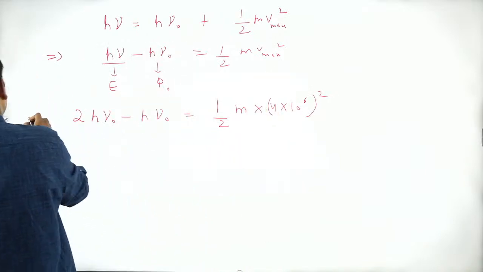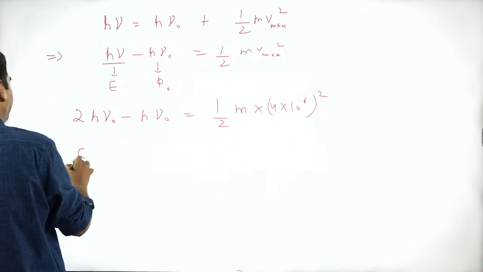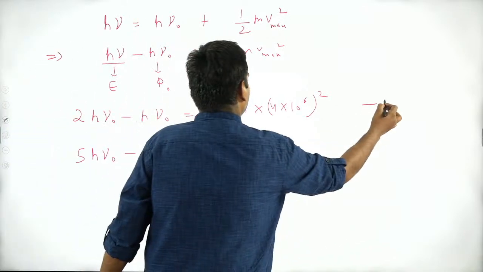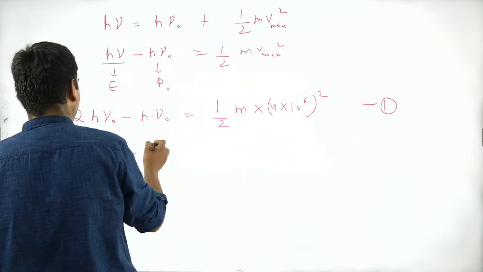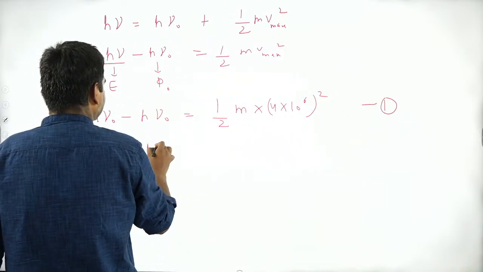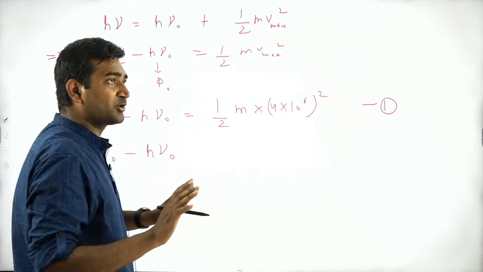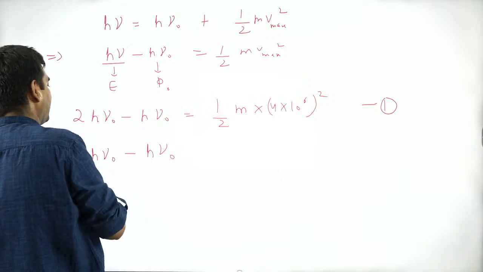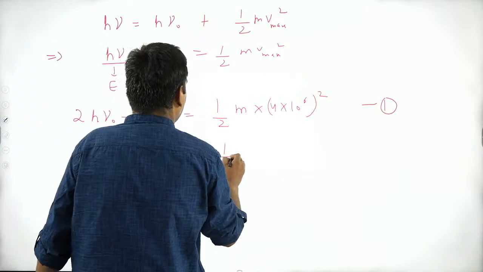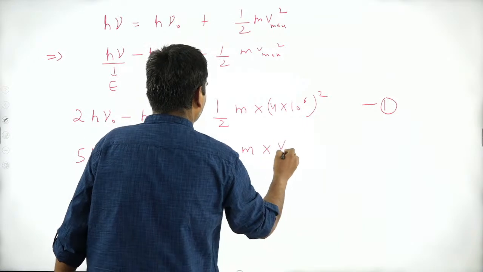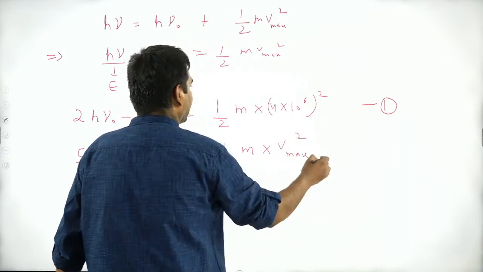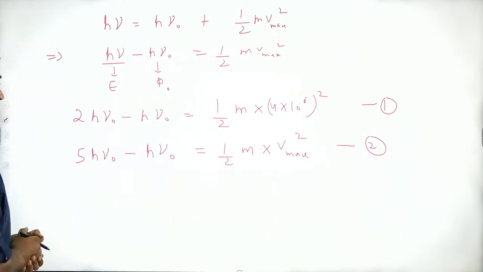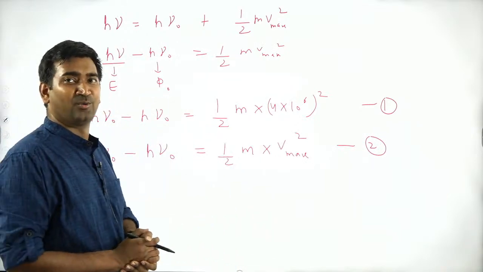Similarly, I am writing the second equation. This is my equation number 1 and another will be equation number 2. So 5 h nu naught minus, the threshold will be the same because I am talking of the same material, so threshold will not change. So 5 h nu naught minus h nu naught is equal to half m V max whole square, which we have to find. This is equation number 2. Now the question is very simple, very easy I think.